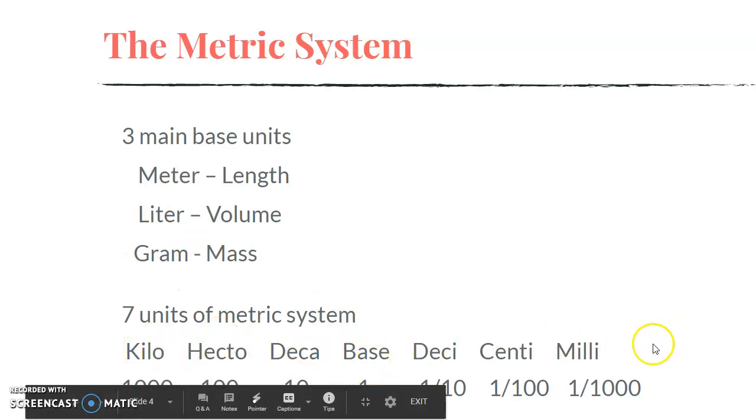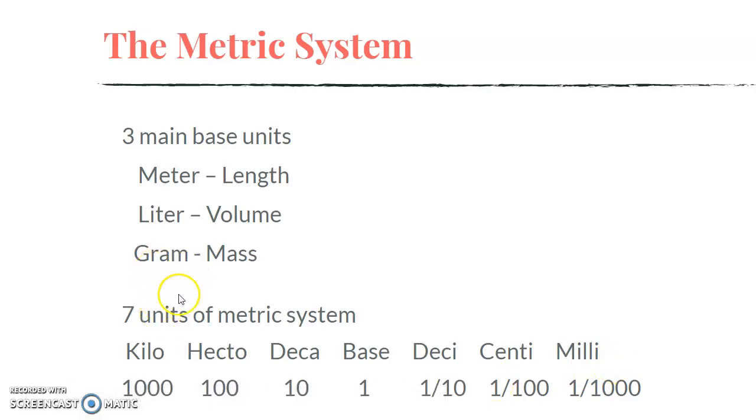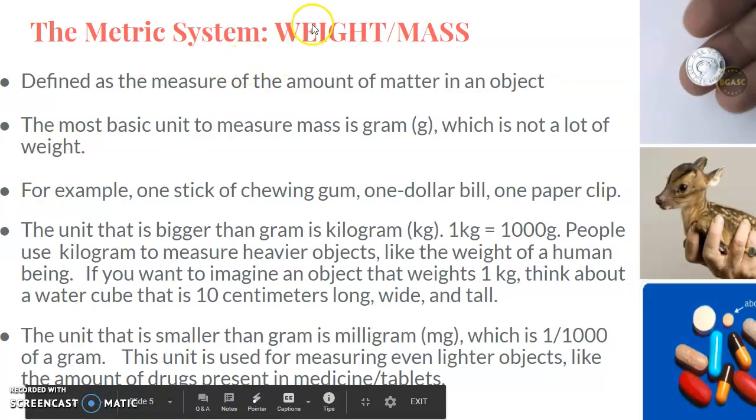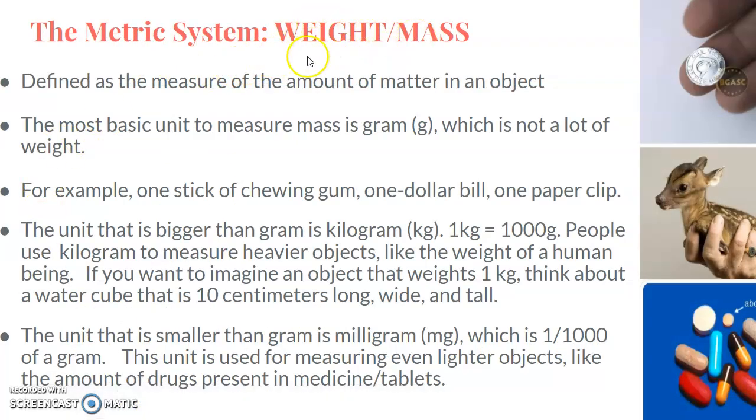And a fun mnemonic for you guys to remember this is King Henry died by drinking chocolate milk. Now each word also aligns with the first letter of these units, so you guys can remember it easily. And first we're going to look at weight or mass.